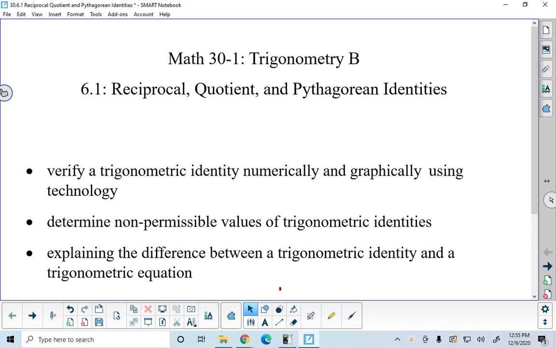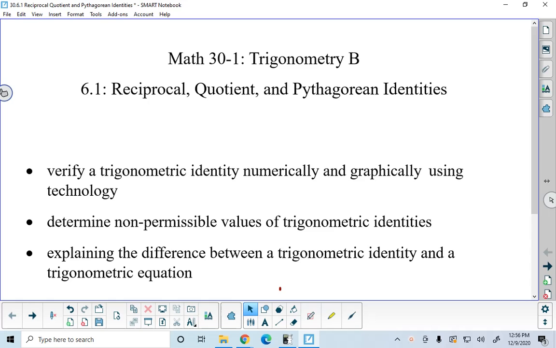So you need to open up your note package to the next lesson, which is called Reciprocal Quotient and Pythagorean Identities, and this is on page 3 of your unit handout. You will also need in front of you today a copy of your formula sheet, so I'll give you a minute to make sure that you have that out in front of you. And we're doing a lot of things today.